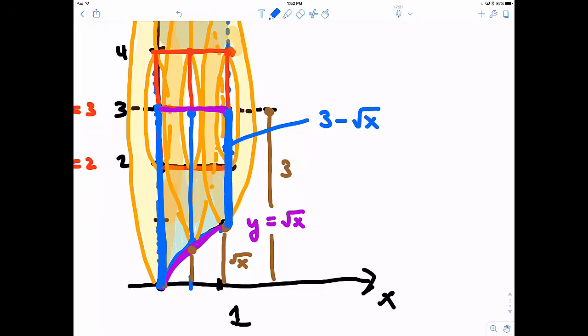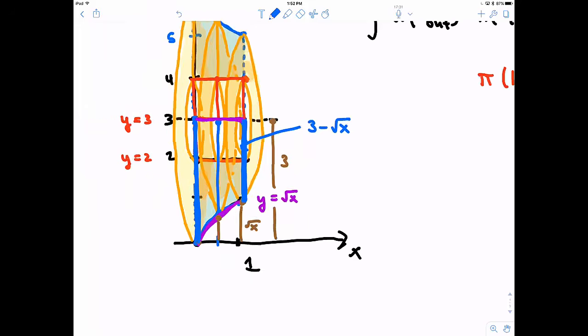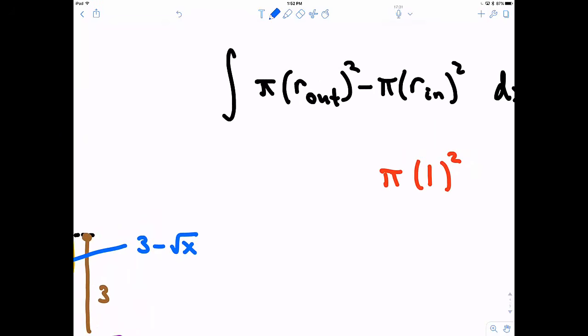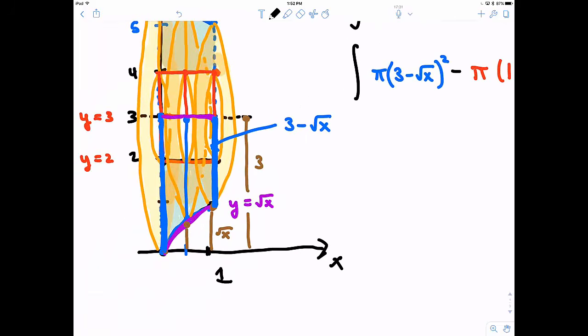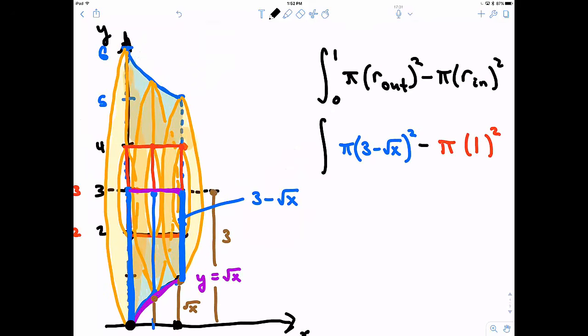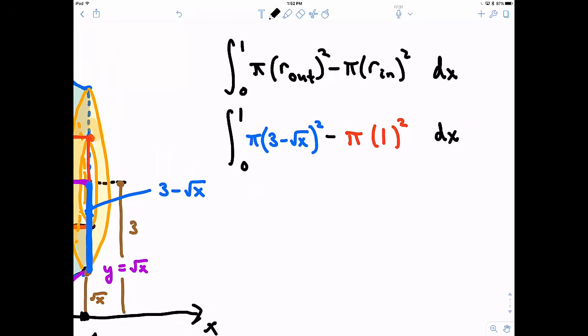Let me just bold these really quick. Okay, so the outer radius: pi times (3 minus root x), and I have to square all of that. And we're integrating again with respect to x. Let's remind ourselves what the lower and upper limits should be. The lowest x value is 0 and the biggest x value is 1. So again, we're integrating from 0 to 1 here.